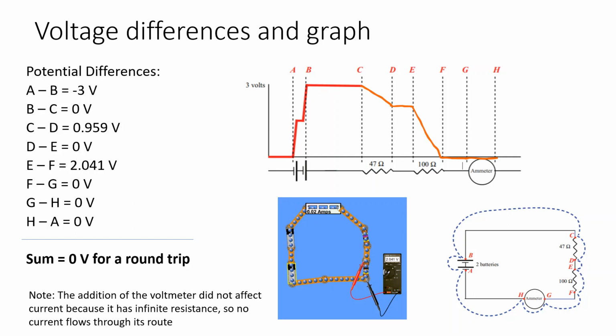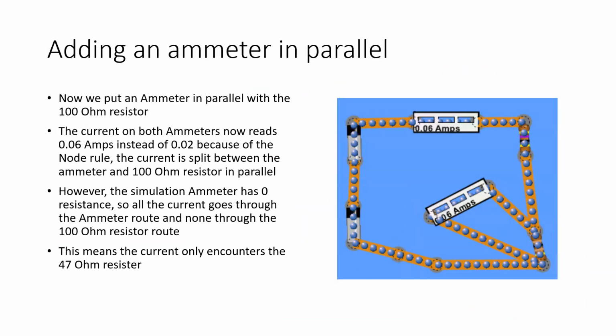And it's important to note that the addition of the voltmeter did not affect the current because it has infinite resistance in this lab simulation, so no current flows through this route, even though technically it's in parallel. So then when we add the ammeter in parallel, we can see that the ammeter is going to be in parallel with the 100 ohm resistor, and the current on both ammeters is going to be different.